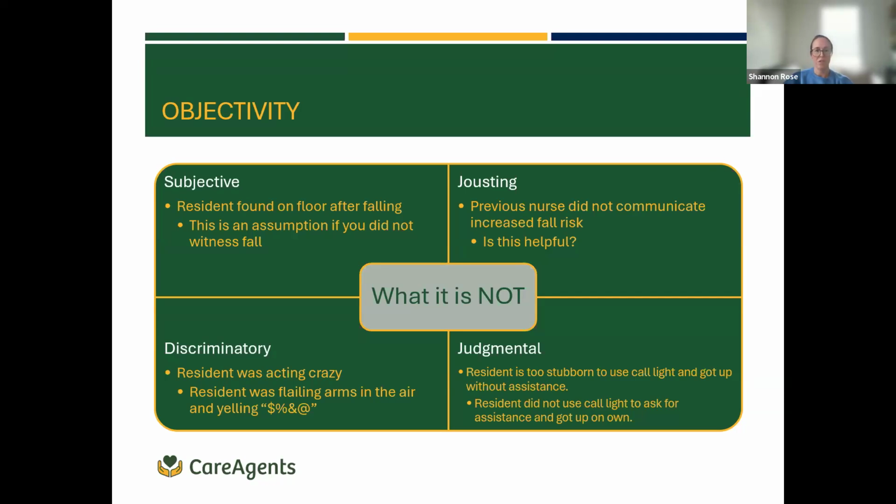And objective documentation is not judgmental. For example, the resident is too stubborn to use their call light and got out without assistance. So we can improve this to maybe, the resident did not use call light to ask for assistance and got up on their own. So objective documentation is factual, it's based on observations, and it doesn't point a finger at the resident, the family, other staff members, or even the facility itself.